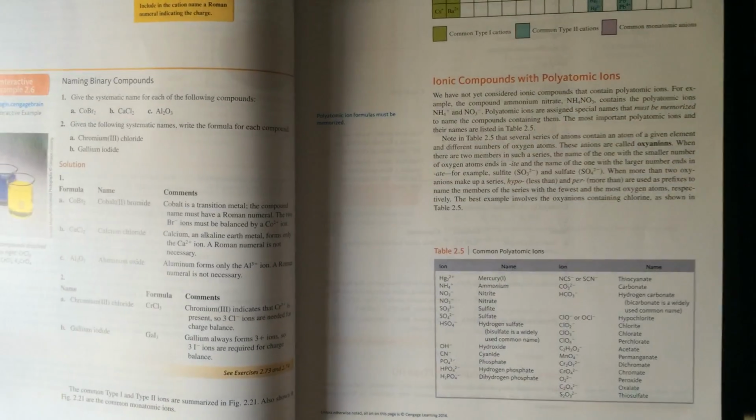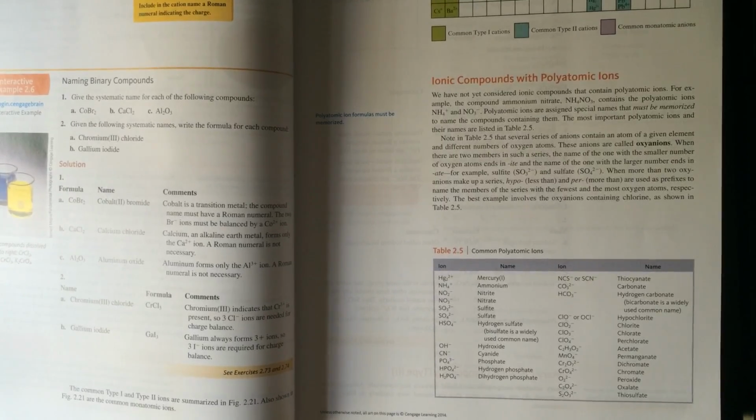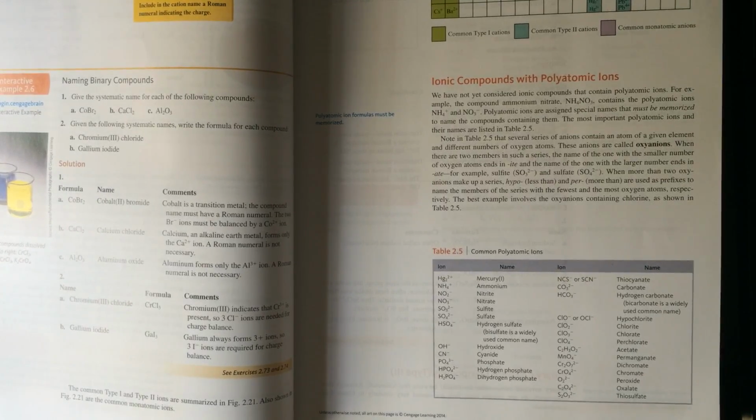The procedure for naming binary ionic compounds is summarized in Figure 2.20. The common Type I and Type II ions are summarized in Figure 2.21. Also shown in Figure 2.21 are the common monatomic ions. We have not yet considered ionic compounds that contain polyatomic ions.